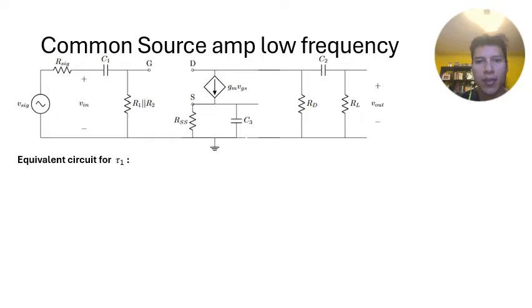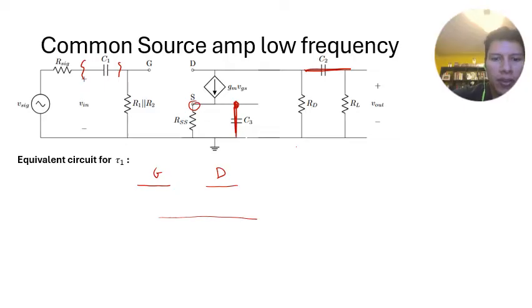Okay, so let's now look at how we can draw our equivalent circuit for C1. In particular, what we said is we're going to remove this capacitor and we're going to short out all other capacitors. What that means is that now our source terminal will be grounded. So now we have our gate, we have our drain, and then we have our source.